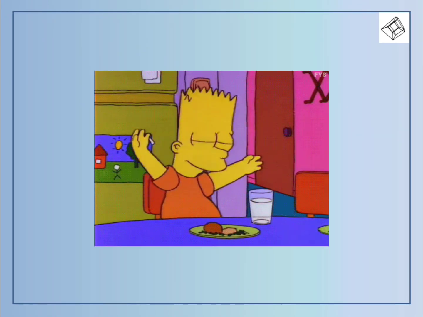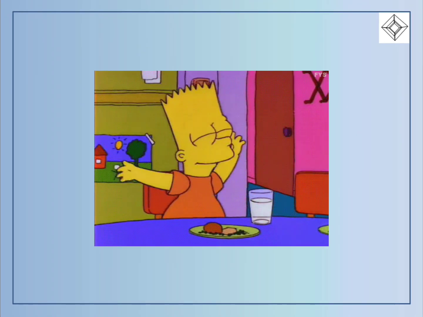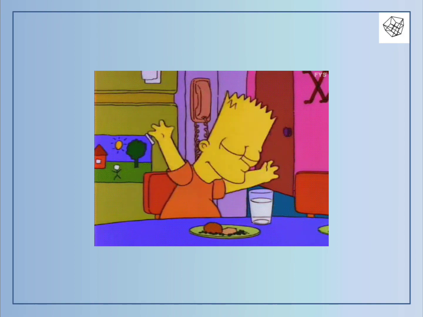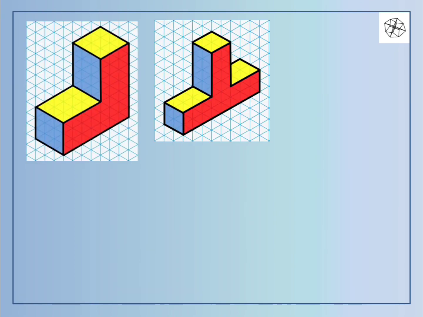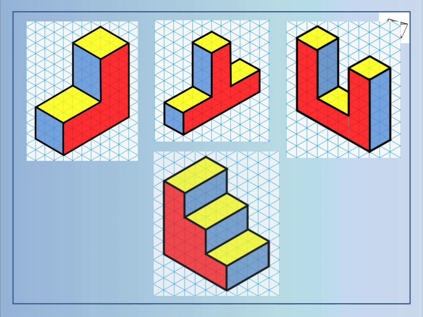We have reached the end of part 2. We have studied isometric projection. We have looked at 4 examples of shape blocks and how to complete them on the isometric grid.